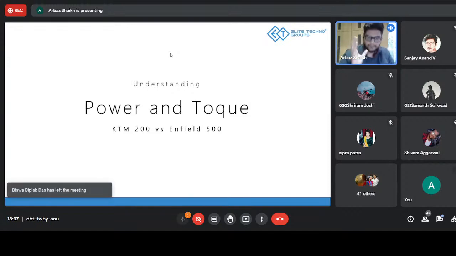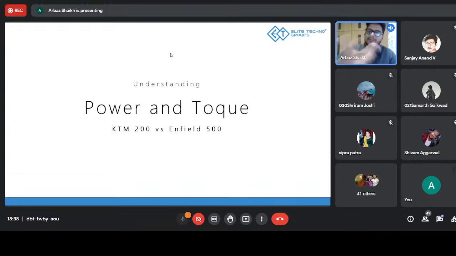The main purpose of putting these two beasts in battle is to understand power and torque, right? Before we start, what is your understanding of torque and power? If one or two of you might tell me.